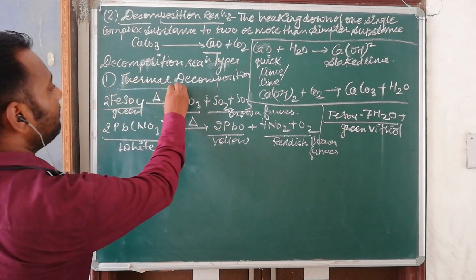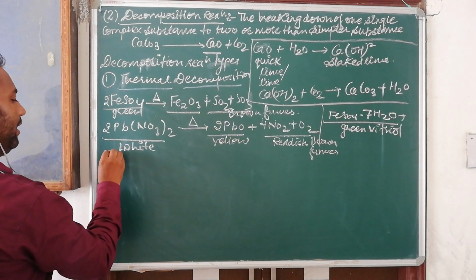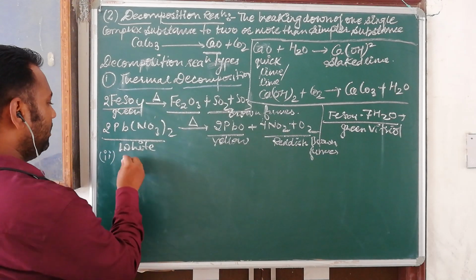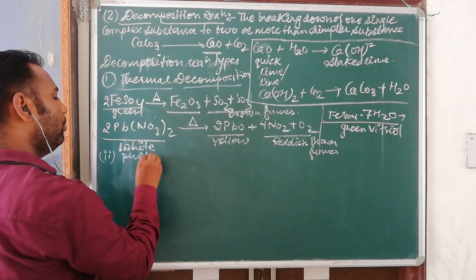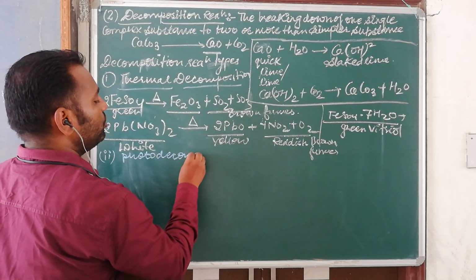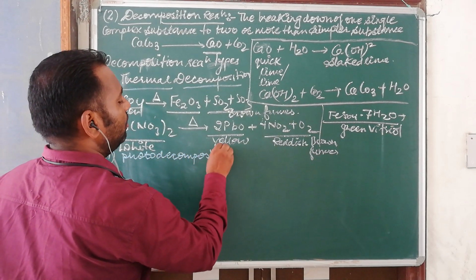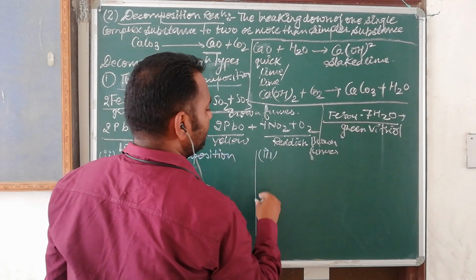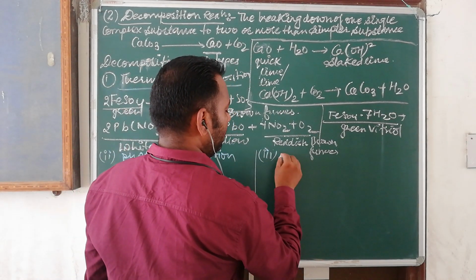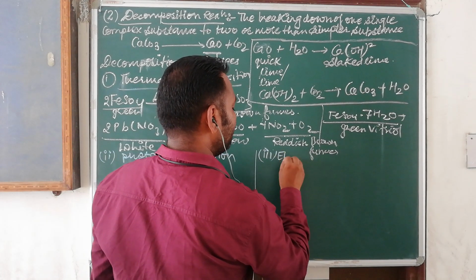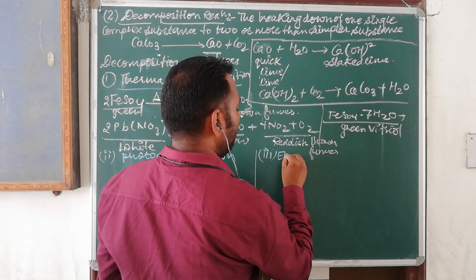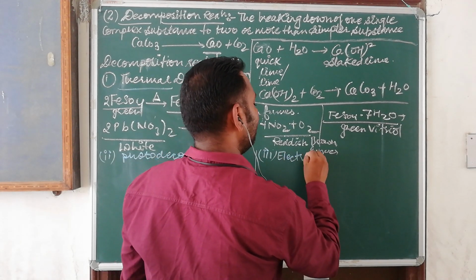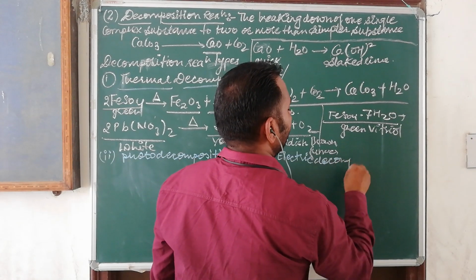This is thermal decomposition. Next, our second type is photo decomposition, and the third one is electro decomposition. It means electrolysis, or decomposition by electricity, electric decomposition.